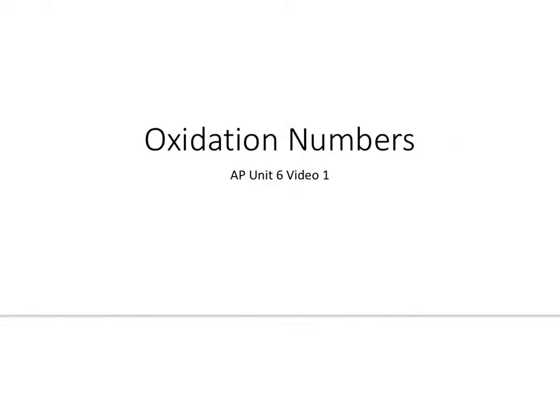All right, welcome to our 6th unit of AP Chem. This unit's on electrochemistry. Our first section's on oxidation numbers.